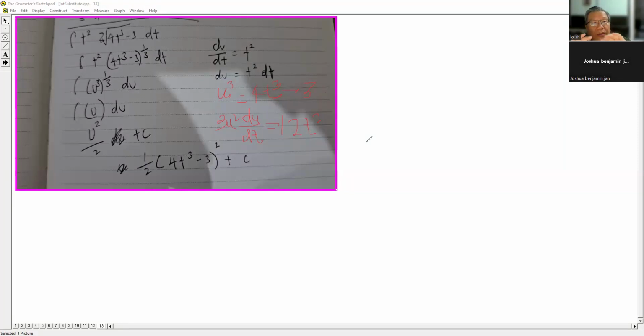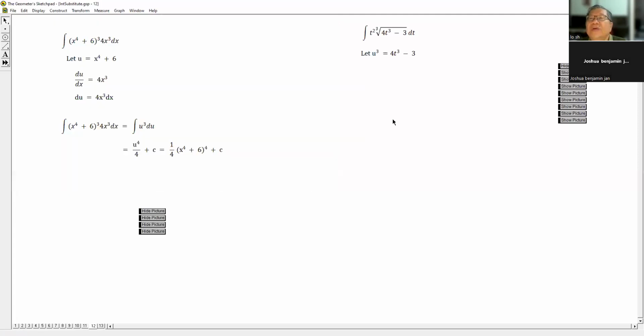So when you separate them, you want to find dt, right? So it will be something like this. So you remember this, okay. So I'll clear this. Then move to this page.